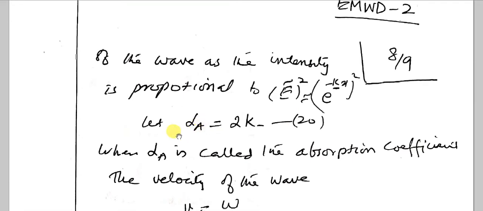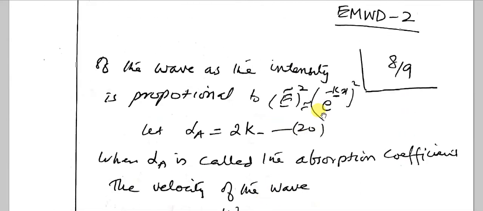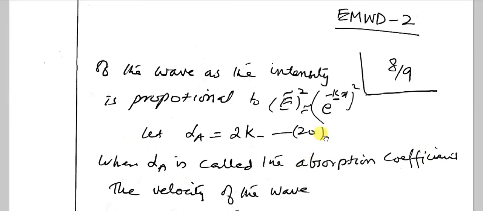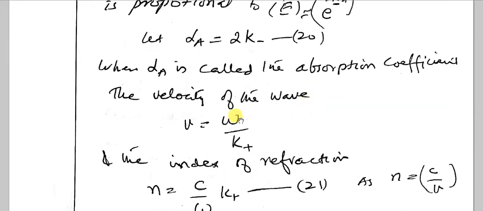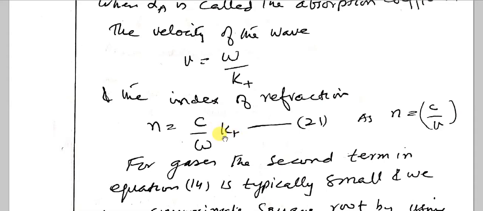Squaring gives 2k minus x, so we take this as alpha. The velocity of the wave inside the medium is given by omega over k plus, and the index of refraction is hence given as n. The refractive index is equal to c over omega times k plus, since n is equal to c by v, and v is equal to omega by k.